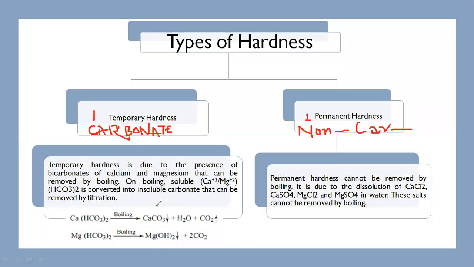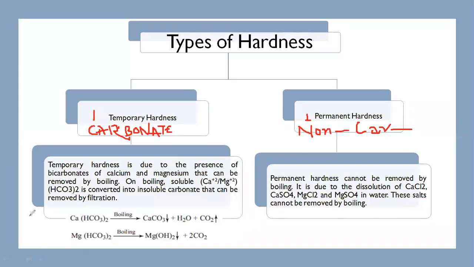See, calcium bicarbonate after boiling, it precipitates, it forms calcium carbonate. Similarly, magnesium bicarbonate after boiling forms magnesium hydroxide, which are insoluble in water and can be filtered and removed. Okay, so temporary hardness is due to the presence of bicarbonates of calcium and magnesium.